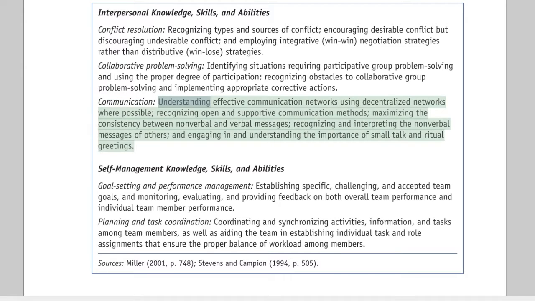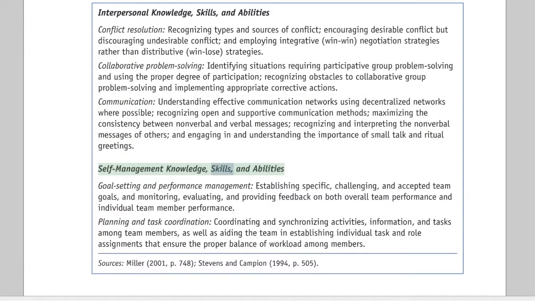Communication. Understanding effective communication networks, using decentralized networks where possible, recognizing open and supportive communication methods, maximizing the consistency between nonverbal and verbal messages, recognizing and interpreting the nonverbal messages of others, and engaging in and understanding the importance of small talk and ritual greetings.